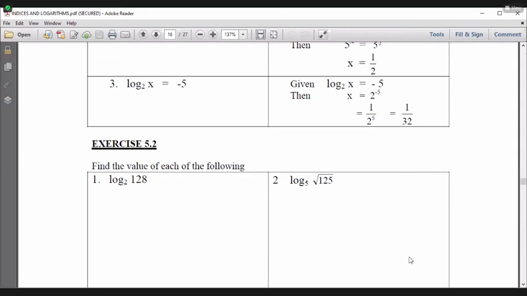Seven. Yes, we have found number 1. 7, because 128 can be written as 2 to the power 7. Is that true? Yes. And therefore I can write log to base 2 of 128 as log to base 2 of 2 to the power 7. By the power rule, that is the same as 7 times log to base 2 of 2. Do we agree there? Yes, that is good. What about part 2?